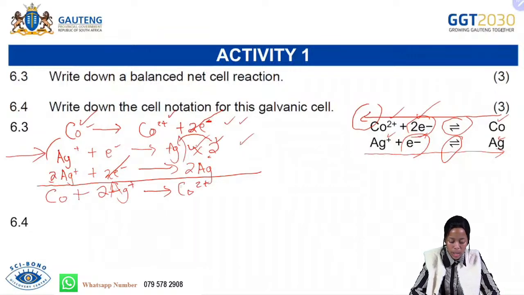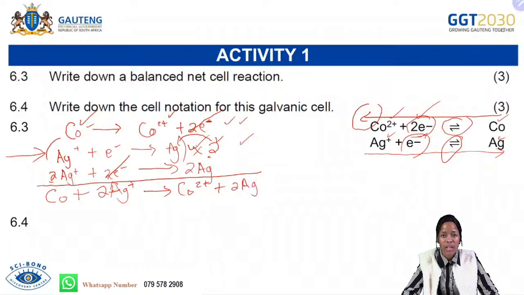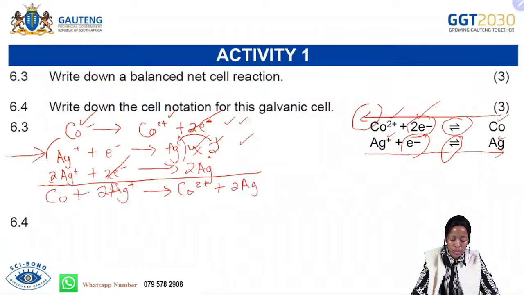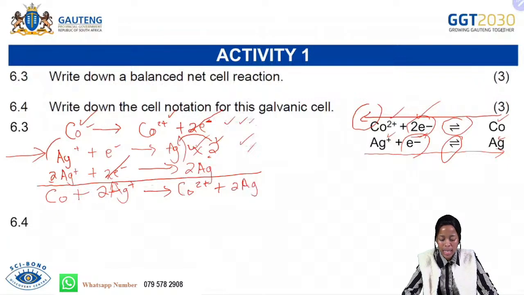Plus, what else do we have? Plus 2Ag. So can you now see the importance of why you need to be able to write the correct half reaction in terms of oxidation and the correct half reaction in terms of reduction? Because if you are not able to write the correct half reactions, it means that even the balancing will not be correct. So that is how we do our net cell reaction.